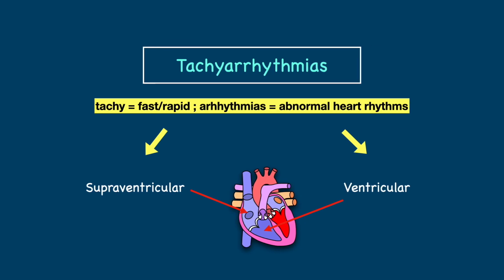So, what are tachyarrhythmias? Tachyarrhythmias are largely classified into supraventricular, where the arrhythmias originate from above the ventricles, and ventricular tachyarrhythmias, where it comes from the ventricles itself. Tachy meaning fast or rapid, and arrhythmias meaning abnormal heart rhythms.